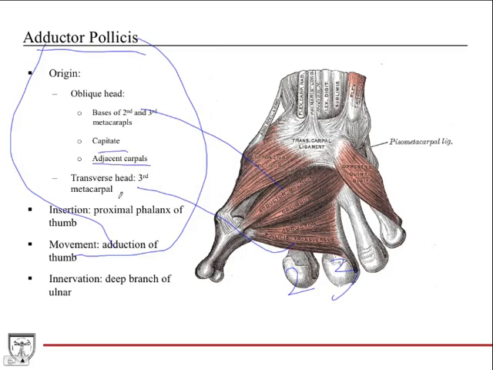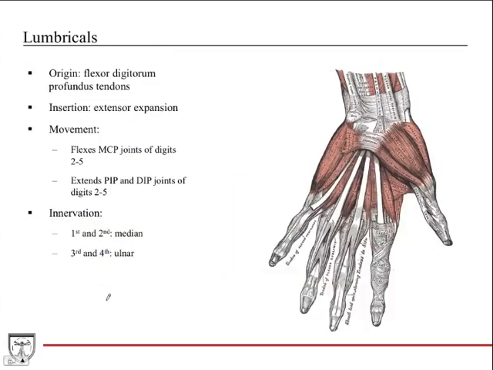The transverse head originates on the 3rd metacarpal, and you see that very nicely here. Here's the transverse head, 3rd metacarpal. It inserts onto the proximal phalanx of the thumb, and again, you see that very nicely here, which is the proximal phalanx, so it attaches here. Movement, adduction of the thumb. So again, when the muscle contracts, it's going to pull this way, okay? Innervation, deep branch of the ulnar nerve.